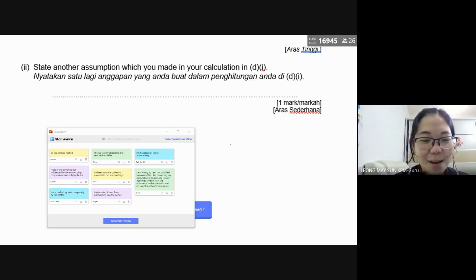All right, so I'm going to stop the lesson here. I think this is one of the very, very long timings already. Okay, so I'm going to stop the recording. So that's it for today's lesson on specific latent heat.